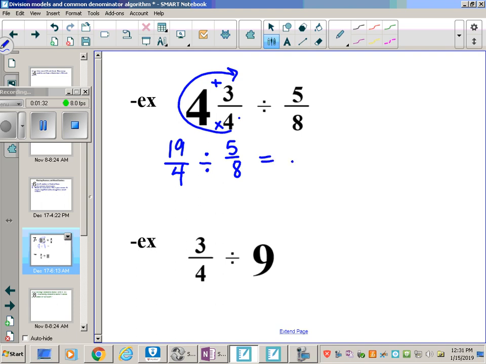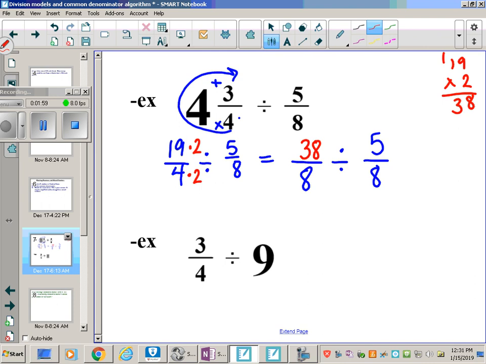So I need to make both of these into 8s. The 5/8 is already 8s, so I'm going to leave it 5/8. For the 19/4, I have to say, okay, 4 times what is 8? It's 4 times 2, so then I have to do 19 times 2. And if I'm not sure what that is, I simply come over to the side and work it out. 2 times 9 is 18, carry the 1. 2 times 1 is 2, plus 1 is 3. So that gives me 38. I get 38/8 divided by 5/8.